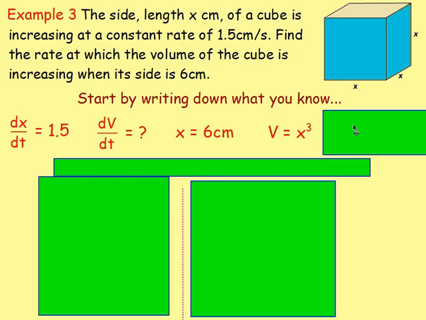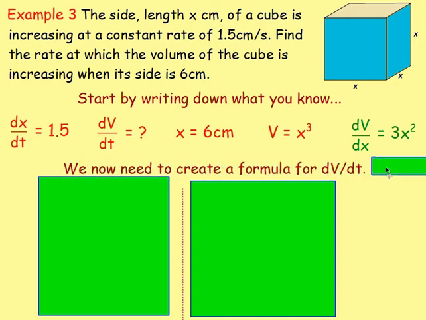Again, just think, can you take that any further? Well, you cannot take this further, but here v is written in terms of x, so you can differentiate v with respect to x. Doing that will give you 3x squared. So we are now armed with all this information, and we have to work out dv by dt, so we need to create a formula for dv by dt.